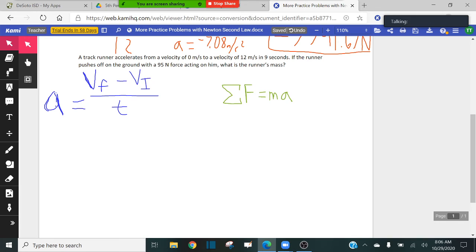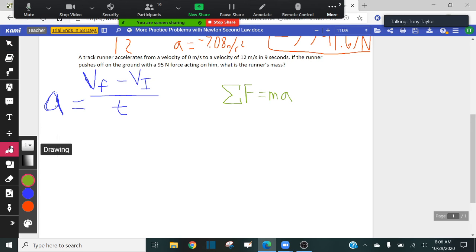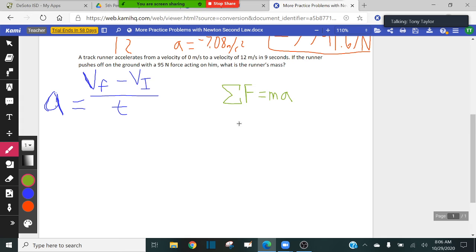Okay. So reading this again, a track runner accelerates from a velocity of 0 meters per second to a velocity of 12 meters per second in 9 seconds. If the runner pushes off the ground with a 95 newton force acting on him, what is the runner's mass? So guys, before we can solve for mass, we need to solve for acceleration first. Because once we solve for acceleration, we can plug into this equation, plug in 95 newtons for our force, and then that'll give us the mass. So let's solve for the acceleration first.